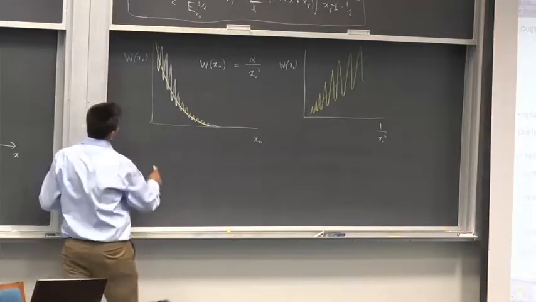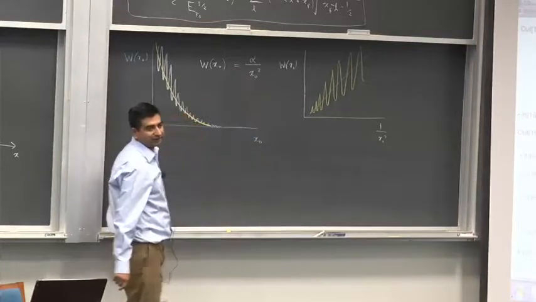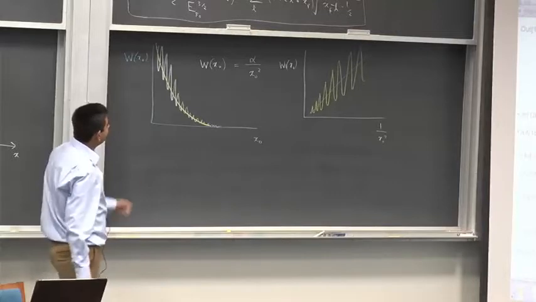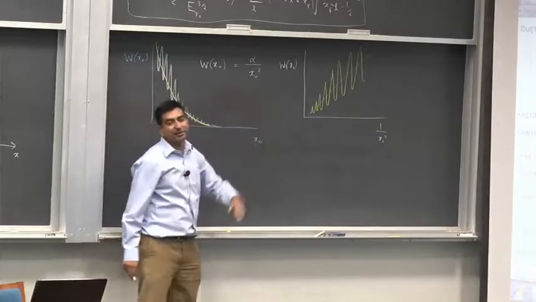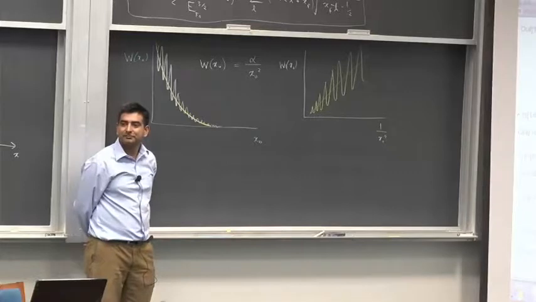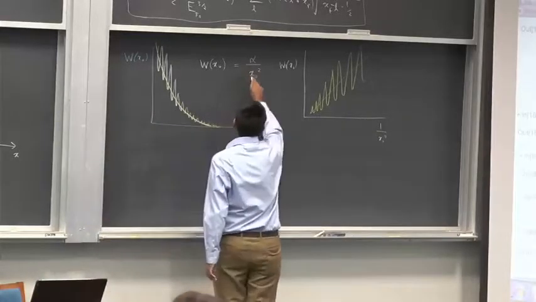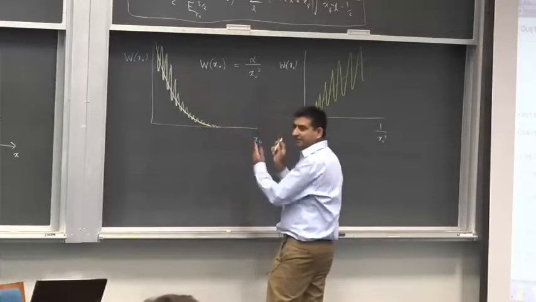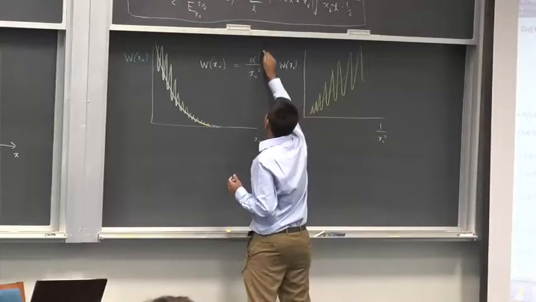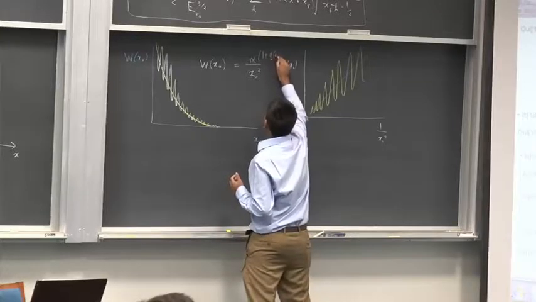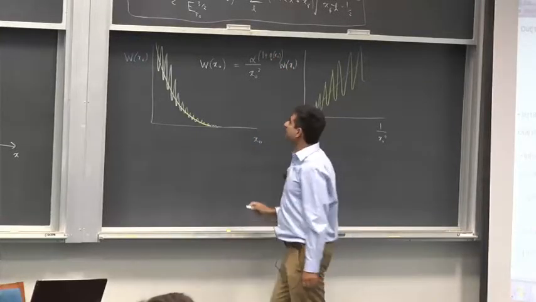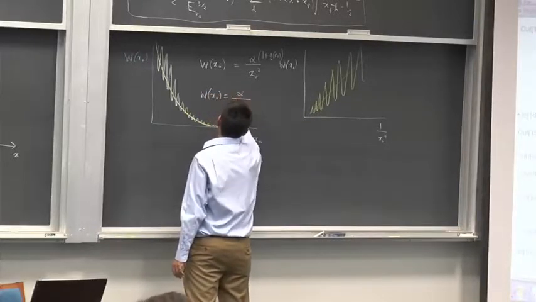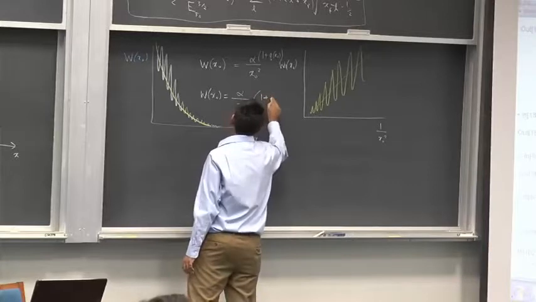Which means my W of x naught is equal to this thing over here. But there's also an oscillatory part. So really my W of x naught, this just looks at the mean of this oscillation. On top of this, there's an oscillatory part. That oscillatory part can be represented as 1 plus Q of x naught. So my W of x naught is alpha over x naught squared times 1 plus Q of x naught.